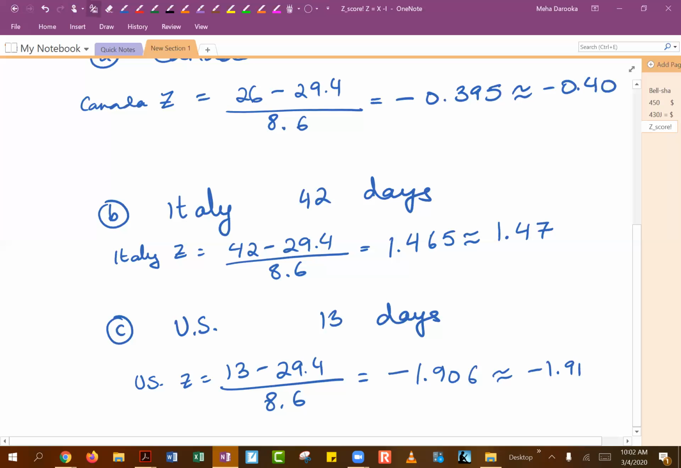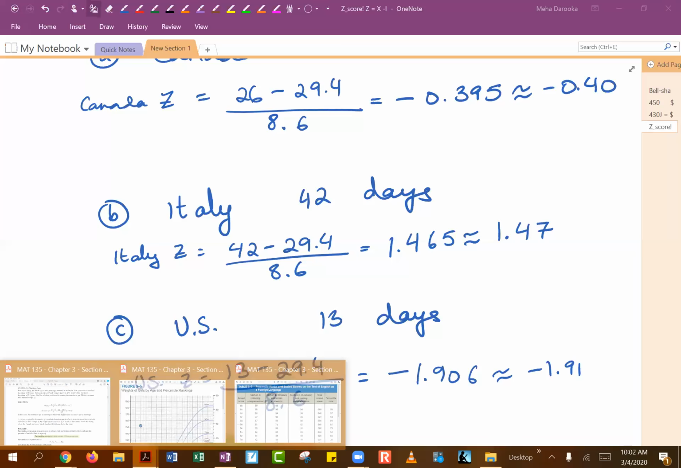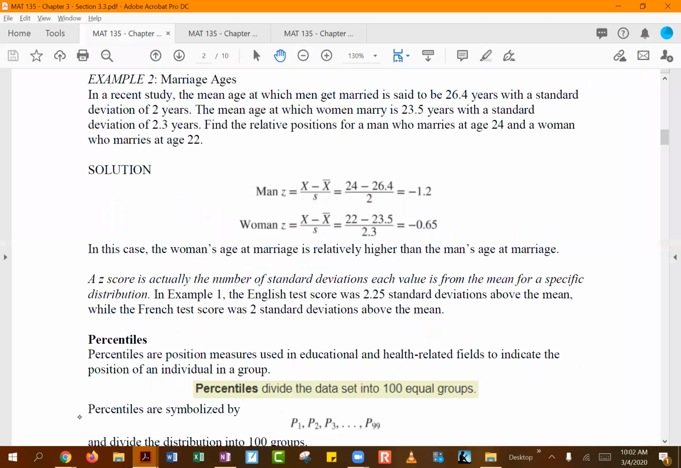So you can kind of see just with this little example here, how different cultures do things differently.